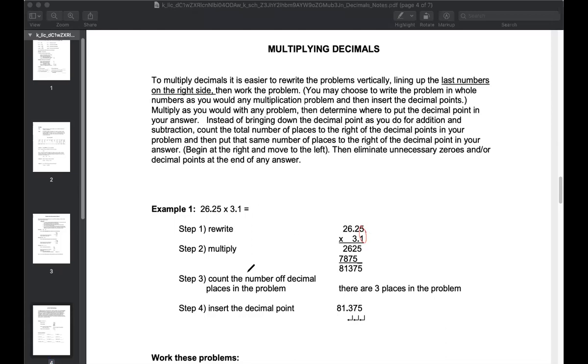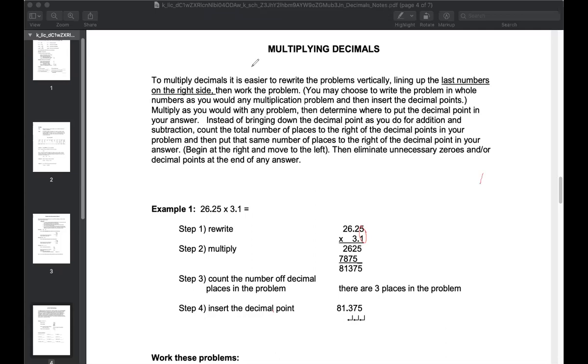So those are my steps. I multiply, I count the number of decimal places in the problem, and then I put the decimal in where it goes. So you never need to line up your decimals when multiplying them, only when adding and subtracting them. This is a really big, important thing to remember. It seems silly, but I will see people all the time who know better struggle with lining up their decimals. And they're like, my answer isn't right. I'm like, well, why are your decimals lined up? That's the first question I'm going to ask.